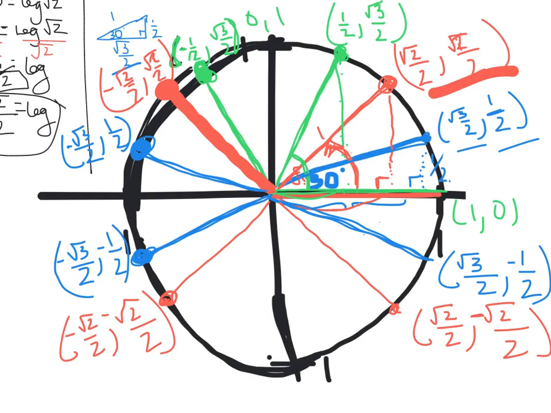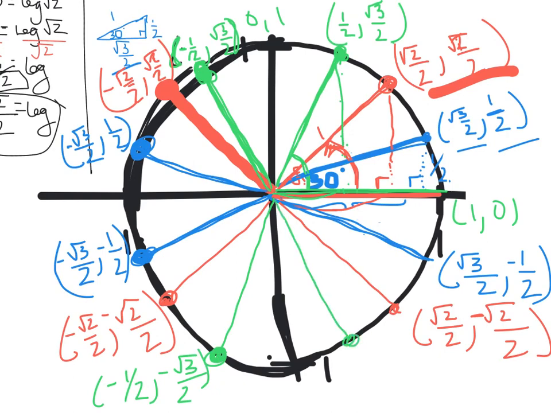And finally, taking this and reflecting it, and reflecting it again. So remember, when you reflect things, they should be equidistant from the line of reflection. This will be a positive 1/2 and a negative square root of 3 over 2.